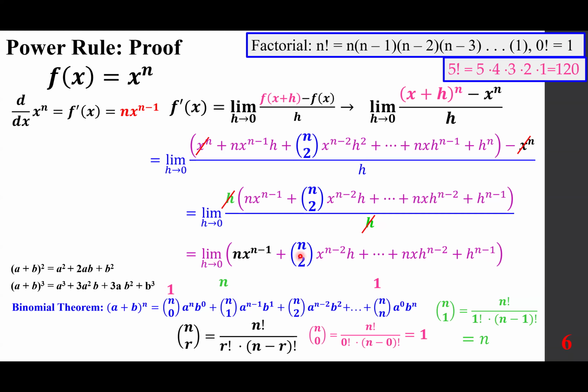Limit as h approaches 0 makes everything go to 0 except the first term. And therefore, when f of x is x to the power of n, we proved f prime, its derivative, is n x to the power of n minus 1, known as the power rule.